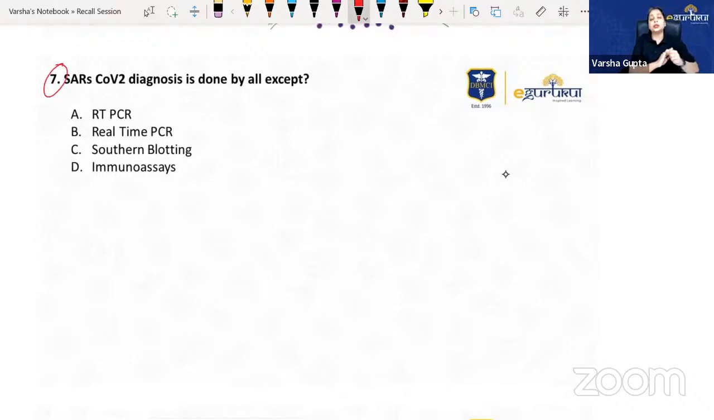Very, very easy question about the SARS-CoV-2 virus, which I have covered in a YouTube video also, where we talked about the CT value, right? SARS-CoV-2 diagnosis is done by all except this. It is a virus, right? RT-PCR is where you have the viral genome, which is RNA, right? You convert it into DNA and then you perform the PCR.